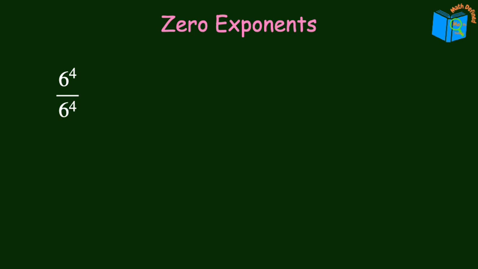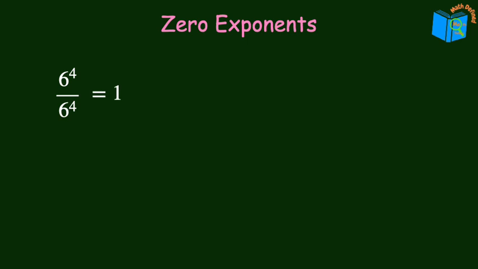Now let's see what happens when powers are simplified to result in an exponent of 0. But before we begin simplifying, let's take a moment to examine this fraction. The numerator and the denominator are the same, so we know 2 things. First, a fraction is also a division problem. And second, any number divided by itself is always equal to 1. So 6 to the 4th over 6 to the 4th is equal to 1.